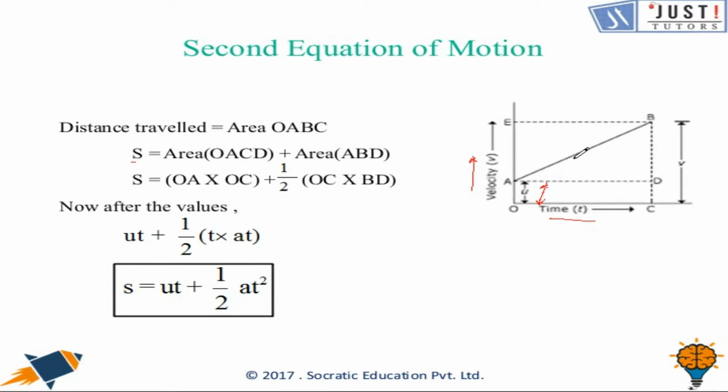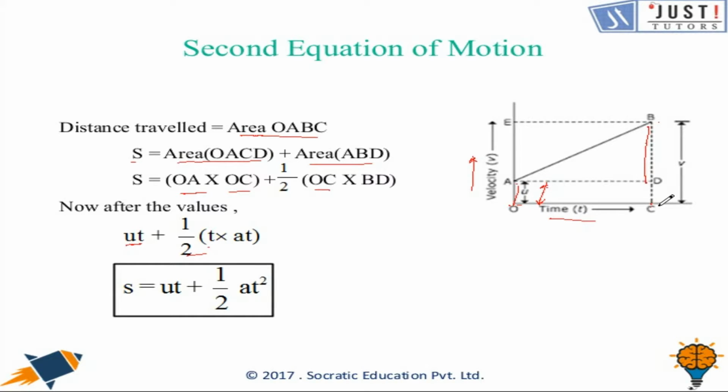So by working on this graph, we can say distance traveled is area of the figure OABC. We can find out the area of this shape by finding area of OACD, which is a rectangle here, and then area of triangle ABD, this one. So area of OACD is OA times OC. OA we have is small u, we can substitute the value u. OC is small t, so we get ut here. Now half OC is again t, and BD is, so this is BD.